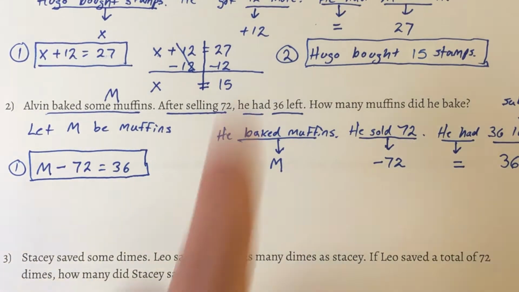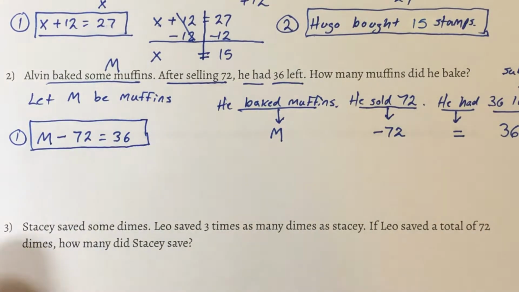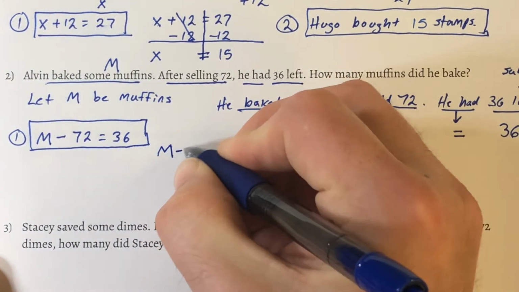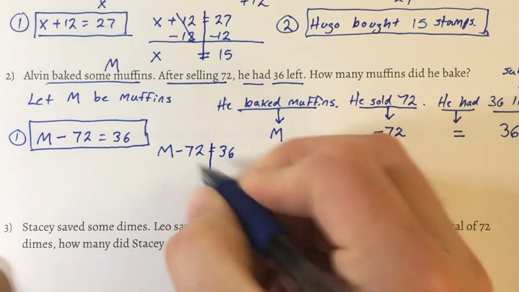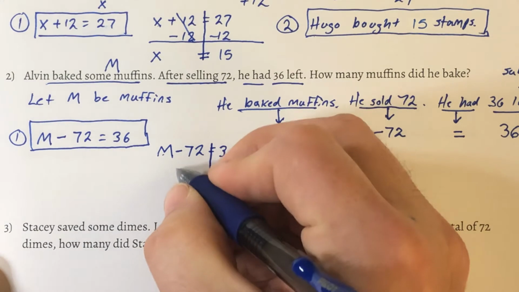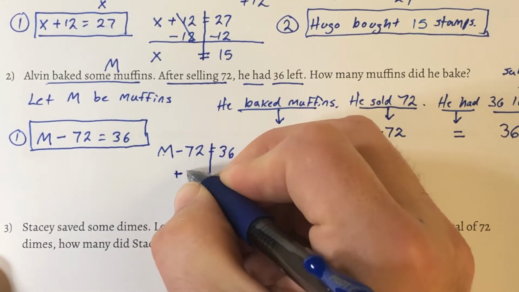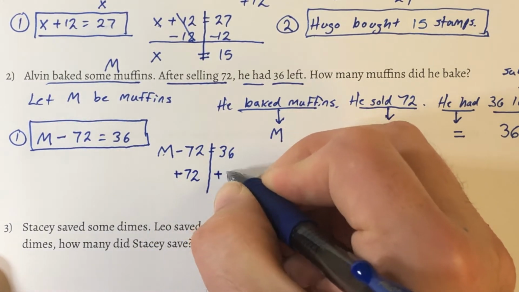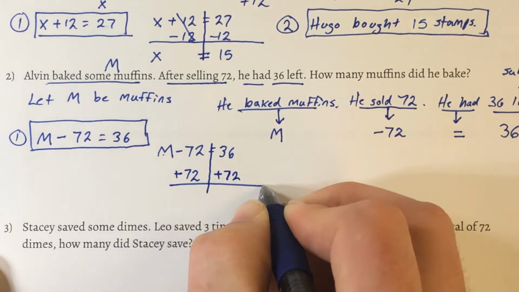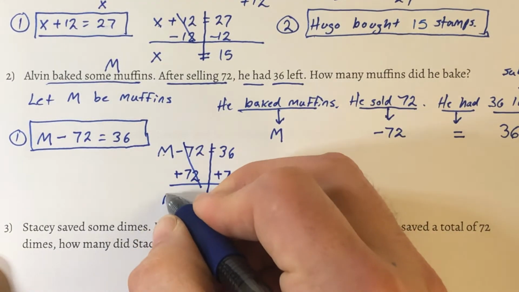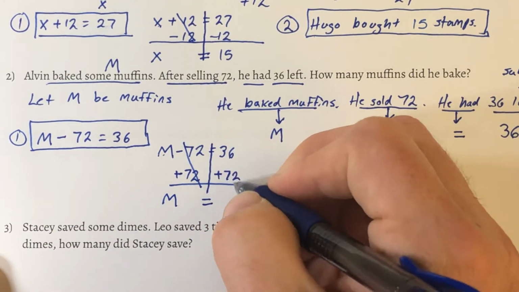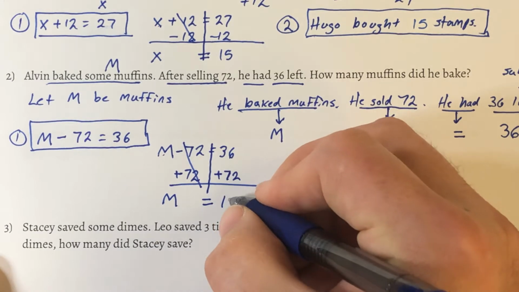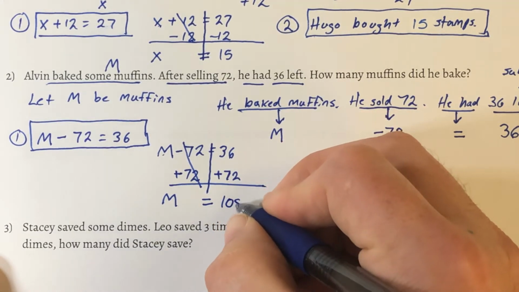All right, second, we need to solve and answer our question. So again, leave that one alone. Let's write it again. M minus 72 equals 36. Our objective is to get M by itself, so I need to get rid of the 72. They're subtracting, so you're going to add. And you're going to add 72 to both sides. The 72's cancel, leaving you with M equals, let's see, 30 plus 70 is 100, 6 plus 2 is 8, so that's going to be 108.